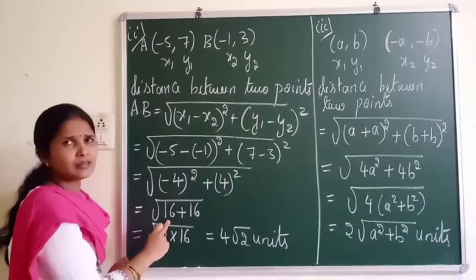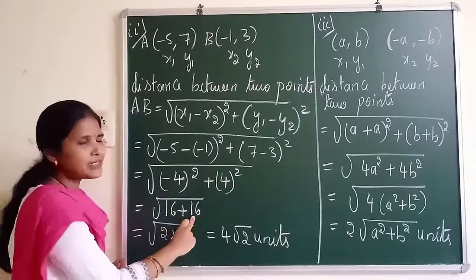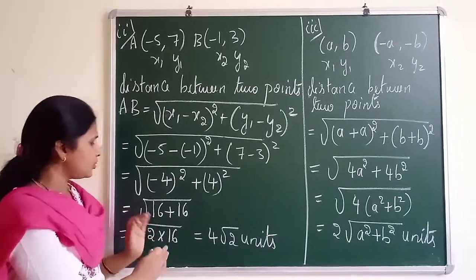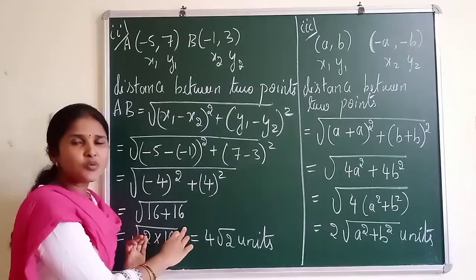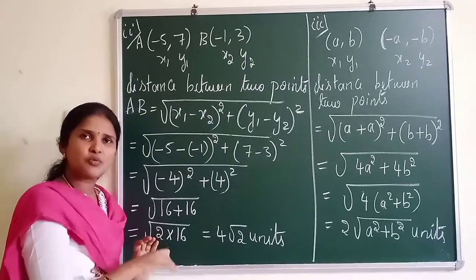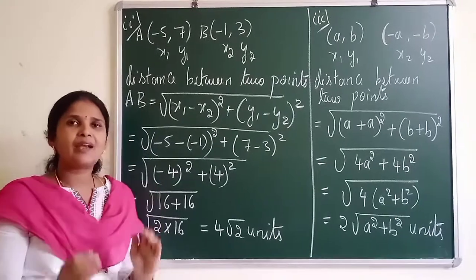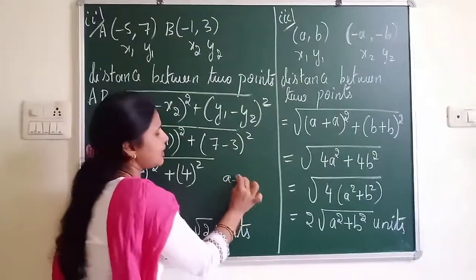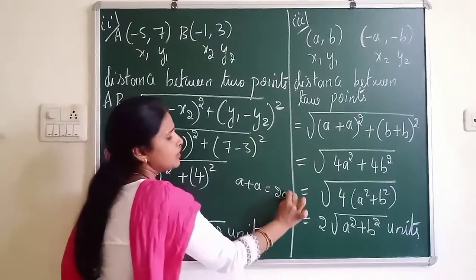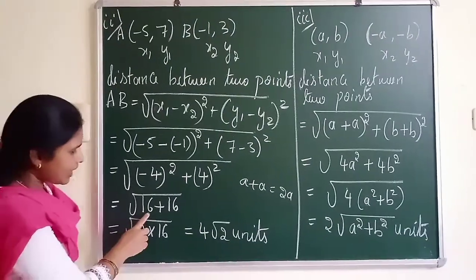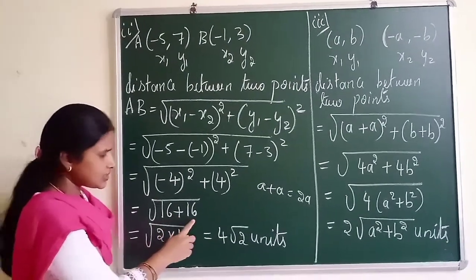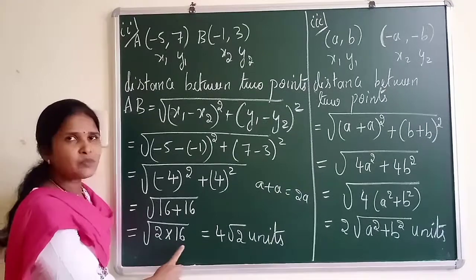Minus 4 square is 16 and 4 square is 16. So 16 plus 16 becomes what? Square root of 32. Again I have to take the square root of 32. Instead of that, when you add any number twice, like a plus a, what is a plus a? 2a. In this way, 16 plus 16 can be written as 2 times 16.